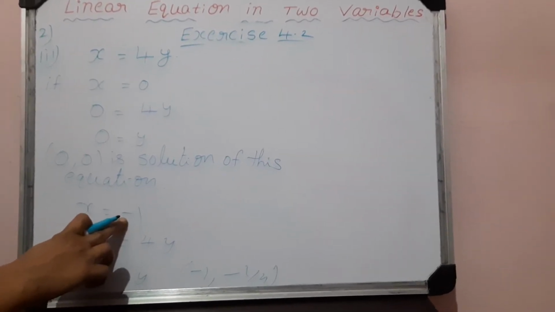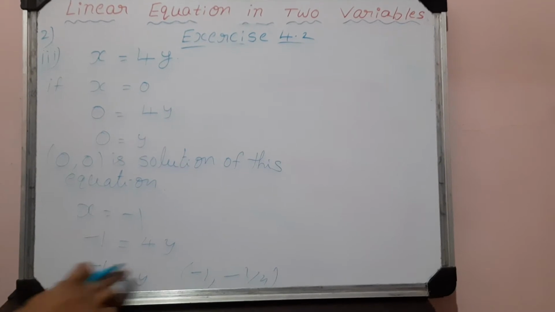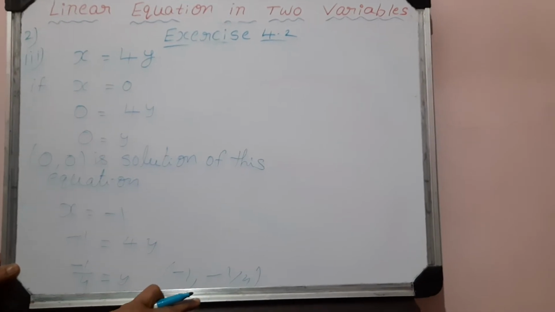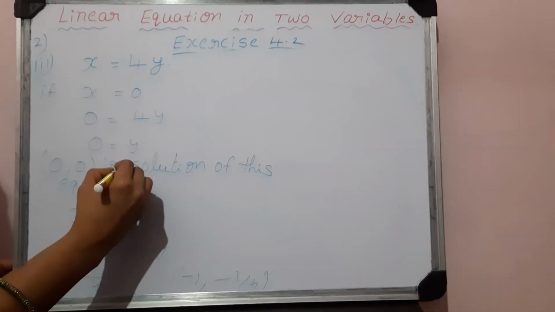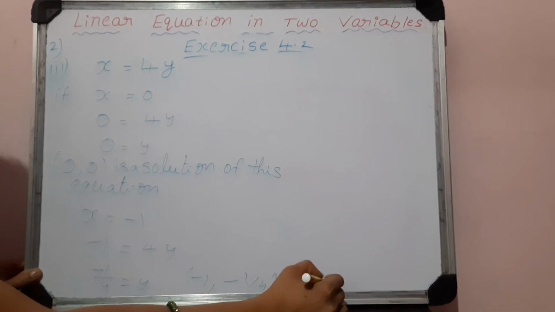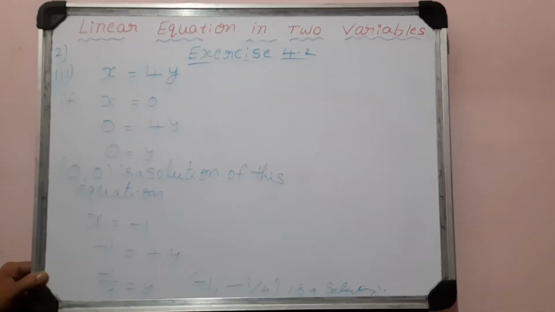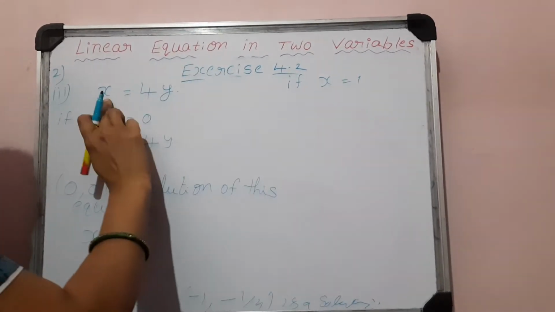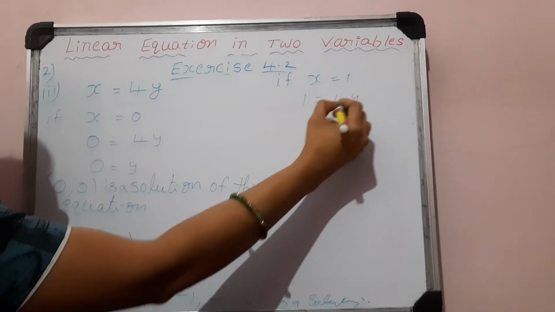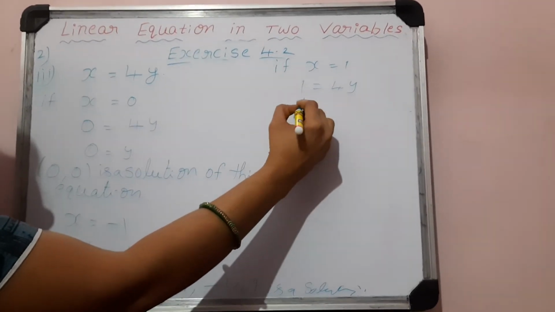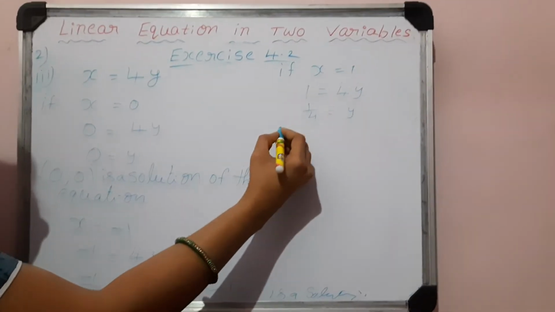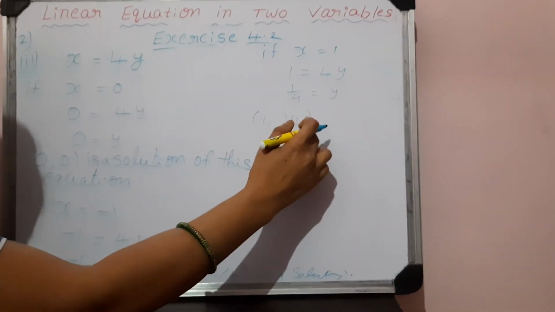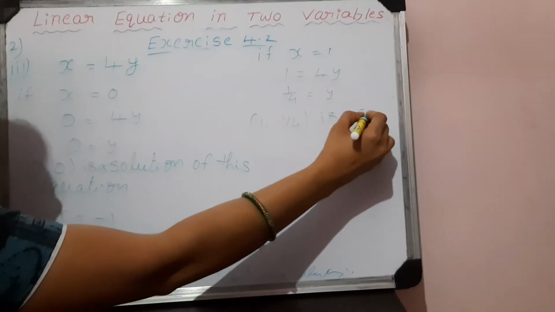When you substitute minus 1 instead of x, what do you get for the y value? Minus 1 by 4. So minus 1 comma minus 1 by 4 is a solution of this equation, isn't it? Next, same like that. If x equal to 1, then 1 equal to 4y. 4 is doing multiplication, you send it this side, so 1 by 4 equal to y. So 1 comma 1 by 4 is a solution of this equation.